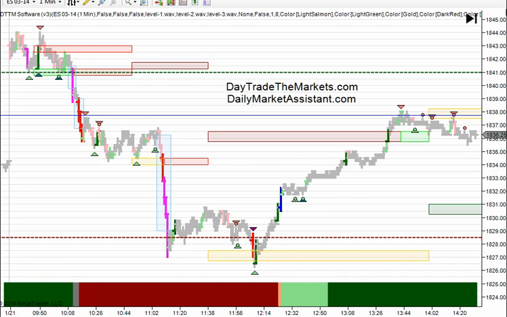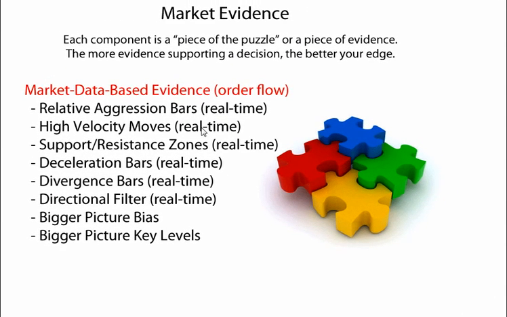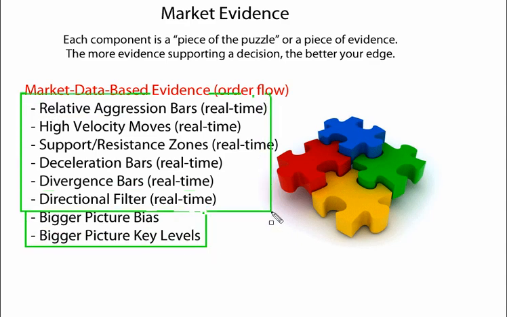And in the video today, I wanted to take a look at the way that we talk about bigger picture key levels of support and resistance, and how to make sense of those, whether you're swing trading or trading throughout the day. With the Day Trade the Markets software, we're looking at various pieces of evidence, including these bigger picture levels of support and resistance. And then we're also looking at some real-time order flow, volume, velocity, range type data as well to make sense of what's going on in the short term.